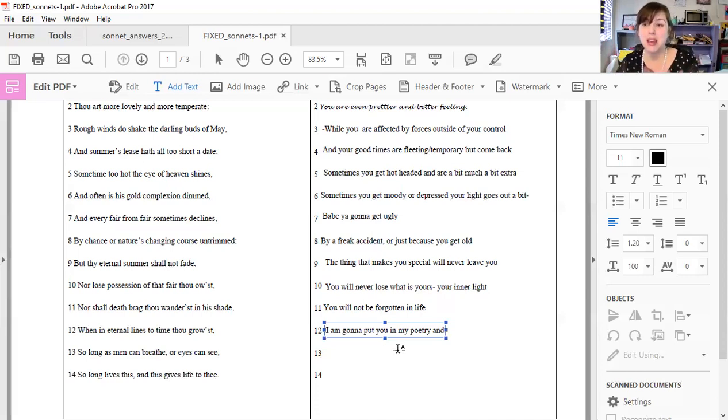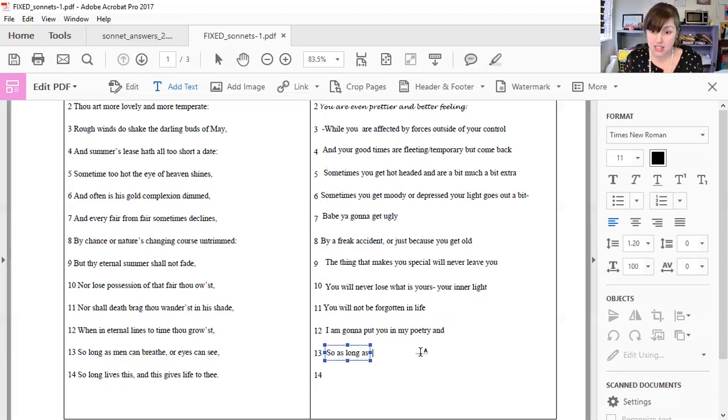He's saying, guess what, babe? If I put you in this poem, after you die, you're probably just going to get even bigger. And I don't mean like bloating of corpses. I mean like fame. And guess what? He's right. Because as long as men can breathe, their eyes can see, so long lives this poem. And this poem gives life to thee.